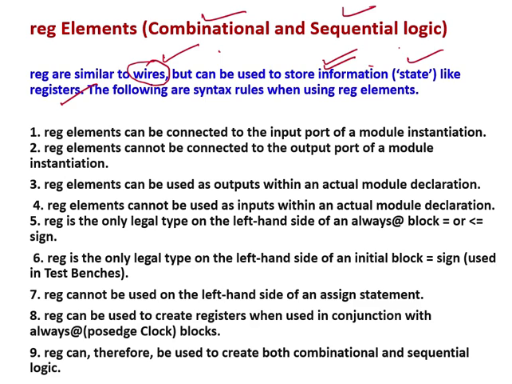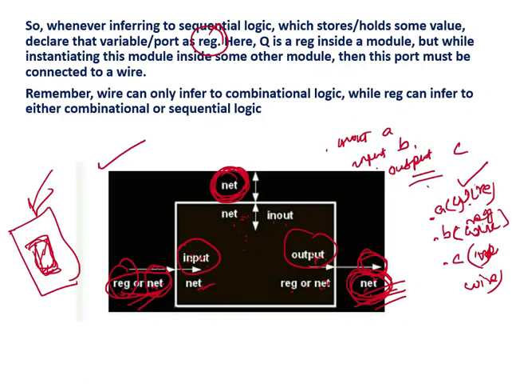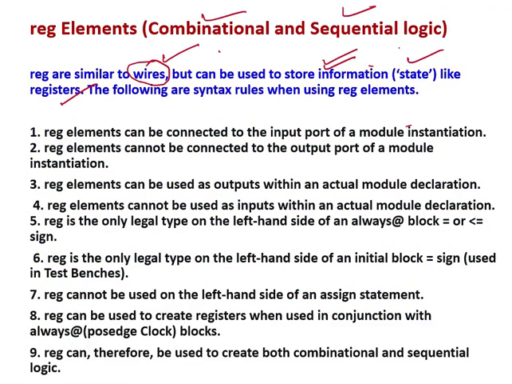A reg can be connected to the input port of a module instantiation. That is what we already did. So this input can be reg type or wire type when we are instantiating. But when instantiating, the output is always a wire type. Okay, this is the first statement. Reg elements can be connected to the input port of the module instantiation, but not to the output port. So when you are instantiating your module, your output port cannot be connected to a reg, but your input port can be connected to reg or wire.